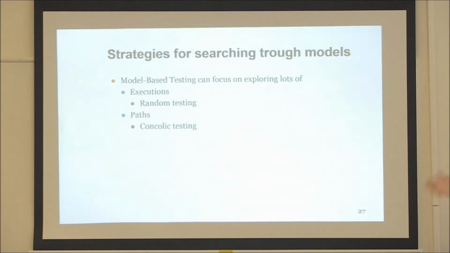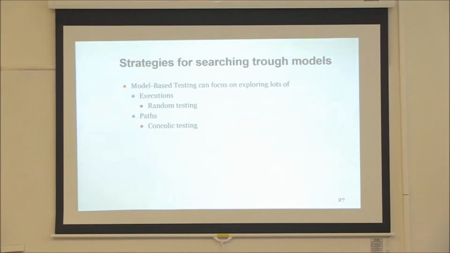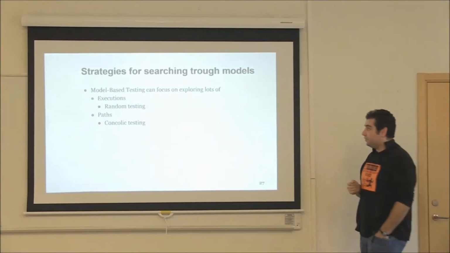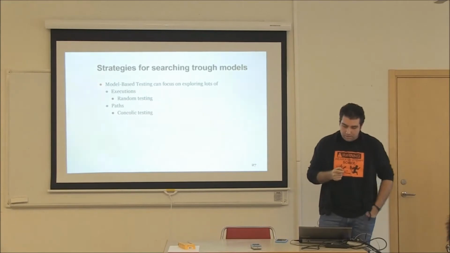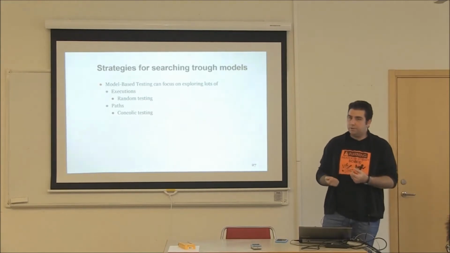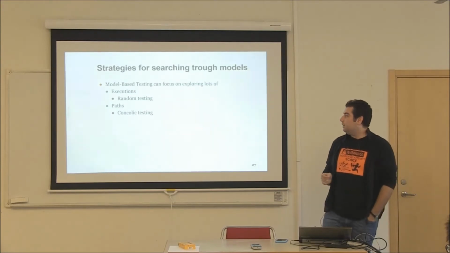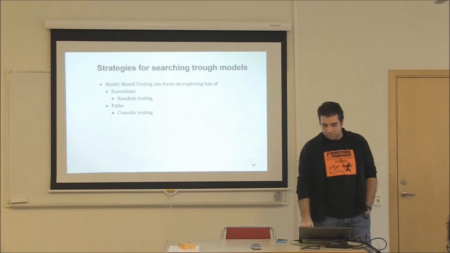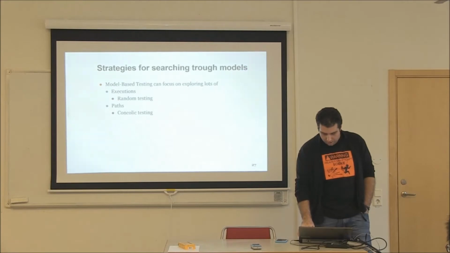You can do it randomly, so basically you generate inputs, and that's really quite useful. There are companies using random testing, including Microsoft and Google. Every day they use random testing, and they detect 50% of the bugs using random testing, which is quite good. Then model-based testing can focus on exploring lots of paths, and that's called concolic testing. And this is something that only researchers do for some reason.